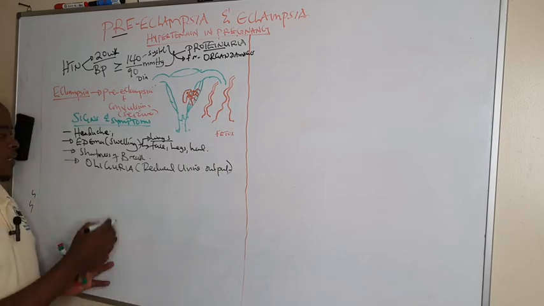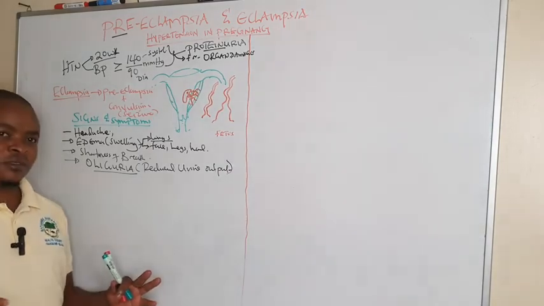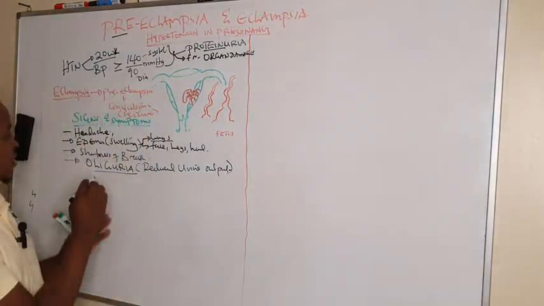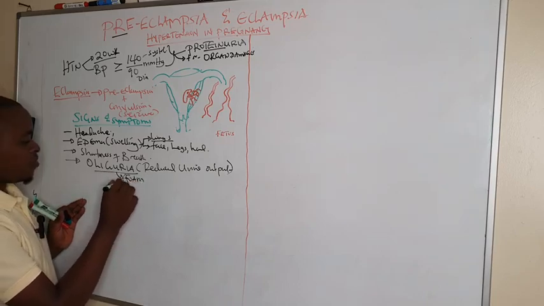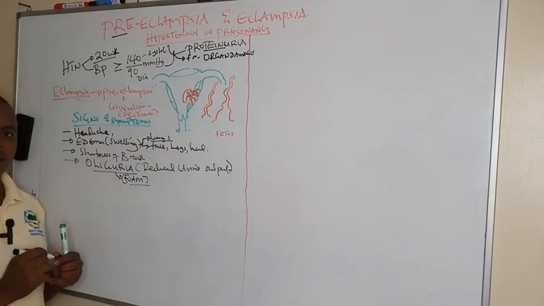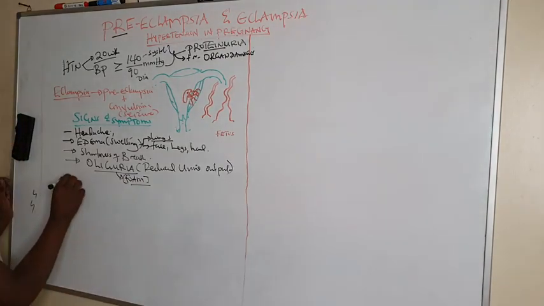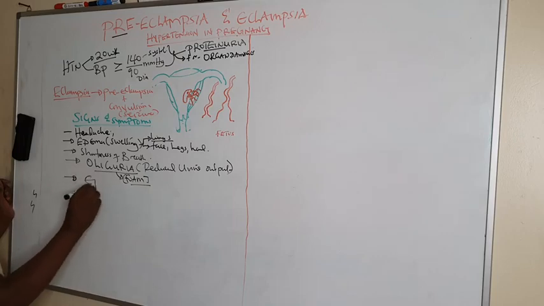So if you see these signs, then another one is foamy urine. This urine is reduced but with foam. It has a lot of foam on top. That is another sign and symptom. Then another sign you can know is epigastric pain.